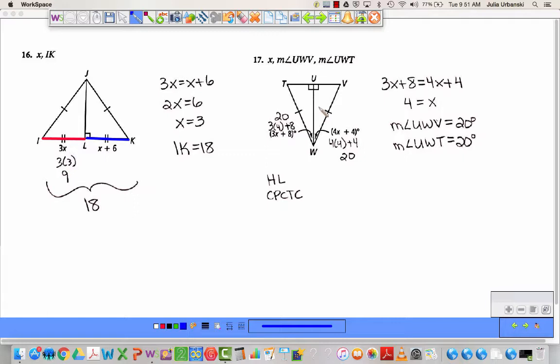For number 17, what do we know? We know that we have a reflexive piece right here. And so we have the hypotenuse leg theorem. So by corresponding parts of congruent triangles are congruent, you can make this angle equal to this angle. So you can have 3x plus 8 is equal to 4x plus 4, x equals 4. Then plug it into both and you get 20.